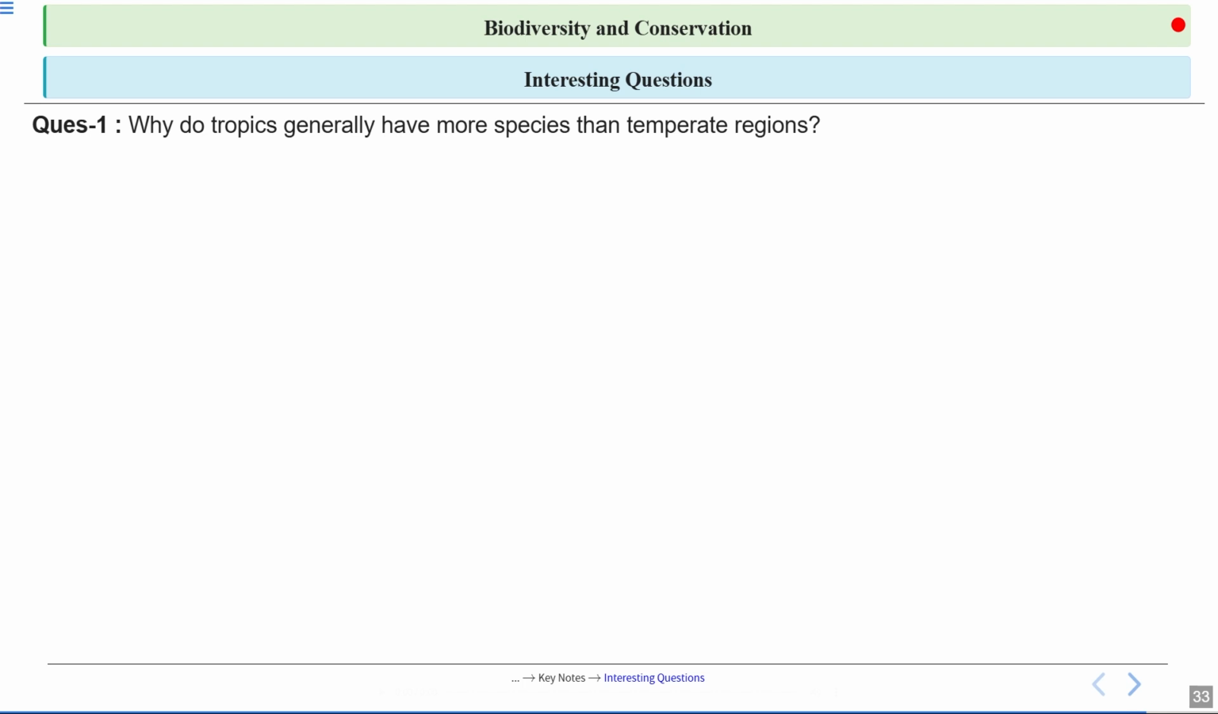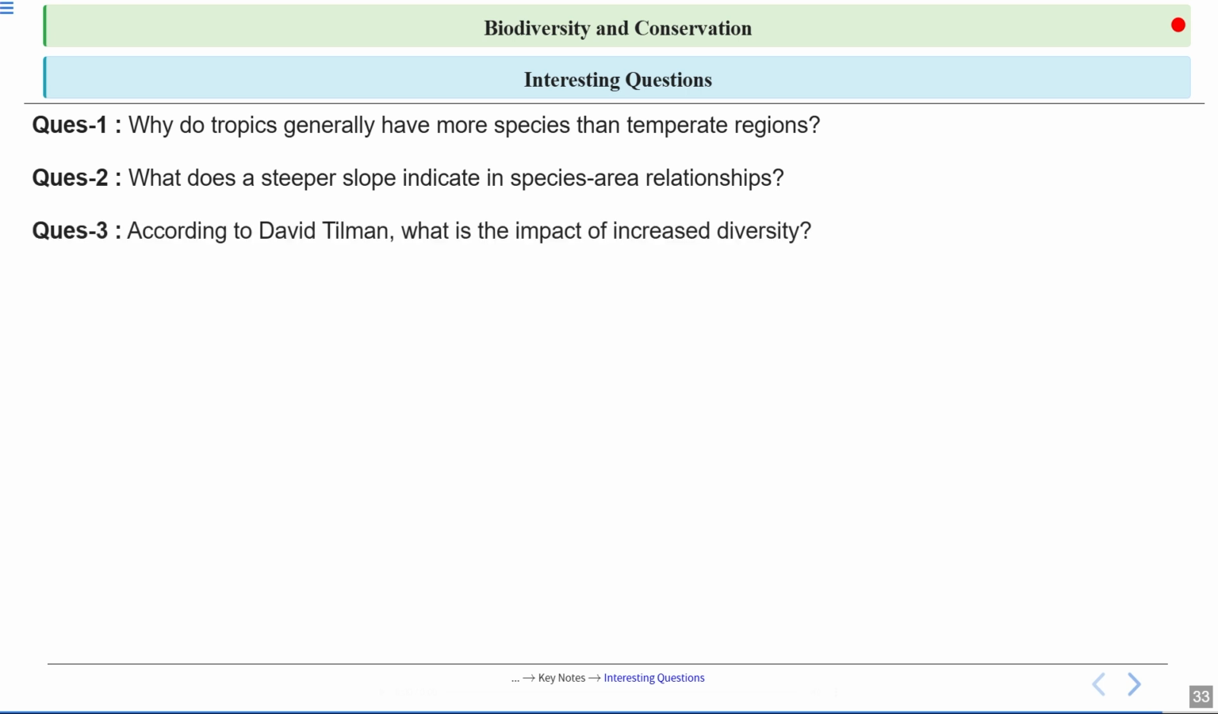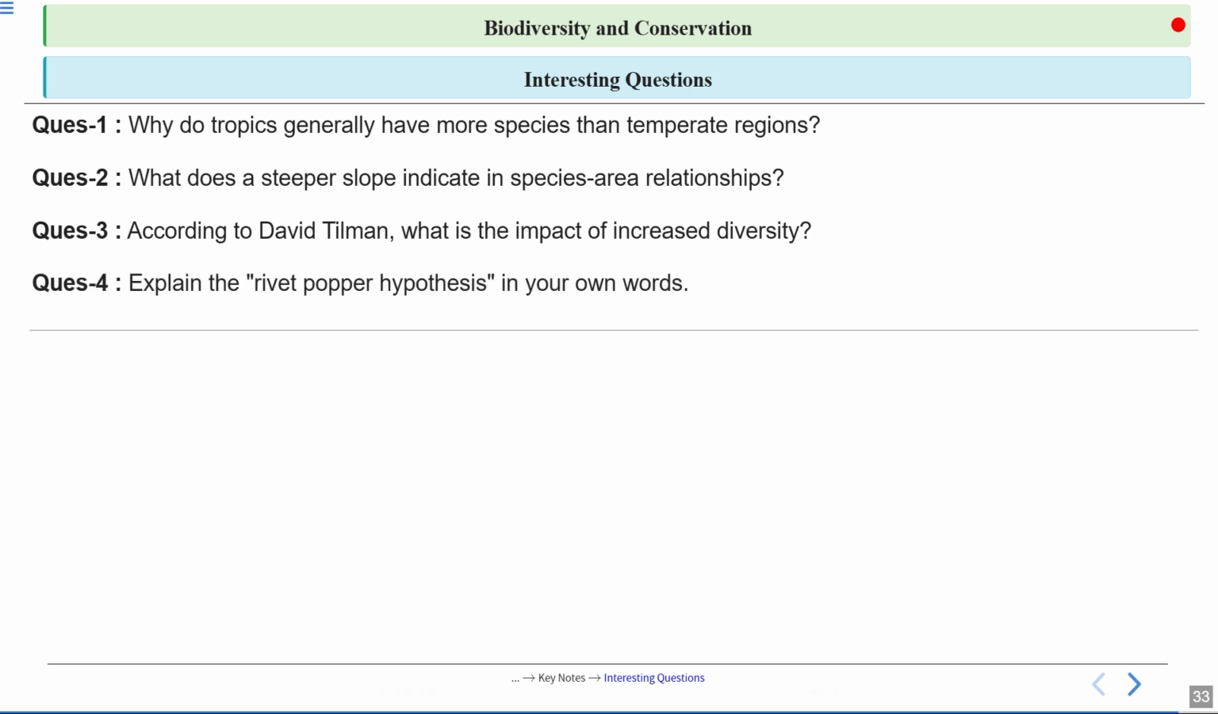Now there are some interesting questions for you. The first question is, why do tropics generally have more species than temperate regions? You have to analyze this question critically. The next question, what does a steeper slope indicate in the species area relationship? Next question, according to David Tilman, what is the impact of increased diversity? And the last one is, explain the rivet popper hypothesis in your own words. You have to analyze these questions critically.